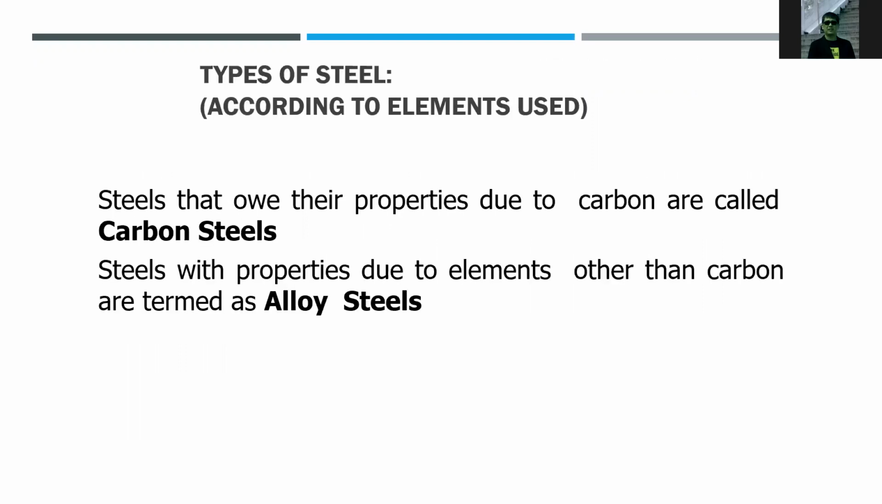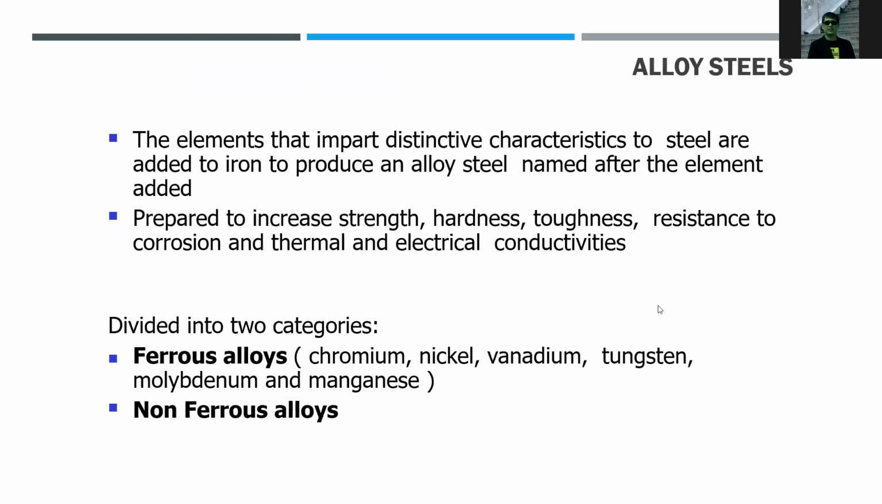So, types of steel according to the elements used: steels that owe their properties to carbon are called carbon steel, and steel with properties due to elements other than carbon is termed alloy steel. Okay? Carbon and alloy steel. Alloy is from other elements other than carbon, and where the majority element is carbon, that's called carbon steel. So for alloy steel, the elements that impart distinctive characteristics to steel are added to iron to produce an alloy steel named after the element added.